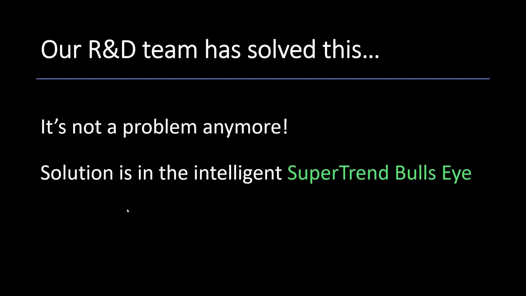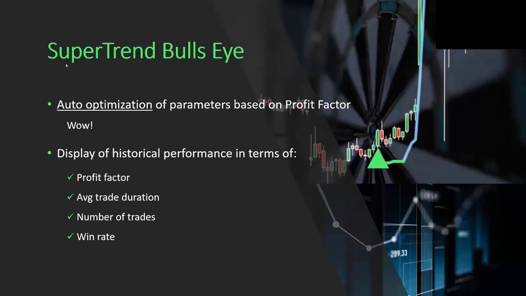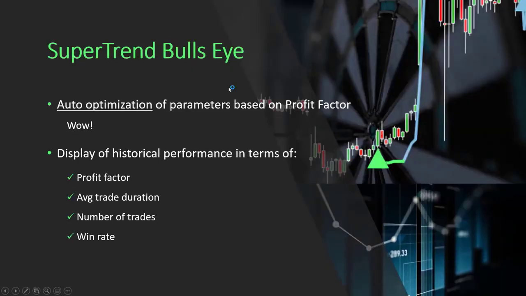In fact, we have developed an intelligent version of SuperTrend, which we call SuperTrend Bullseye, now in generation 2.0, which will auto-optimize these two parameters for you. So auto-optimization means it will find the best settings for the ATR period parameter and for the multiplier parameter for you. And depending on the symbol you're working off, and depending on the time frame you're working off, these settings will be different, and they will always be chosen to yield the most profitable outcome.